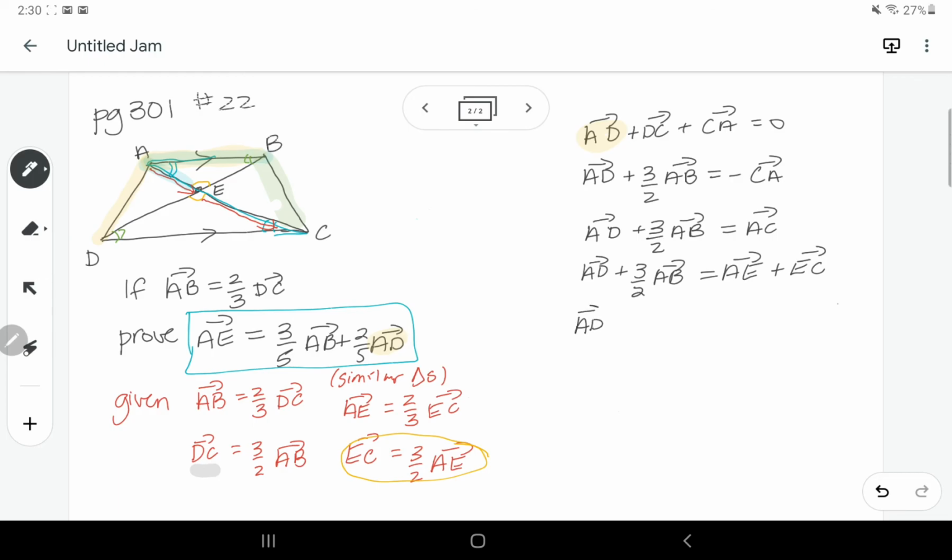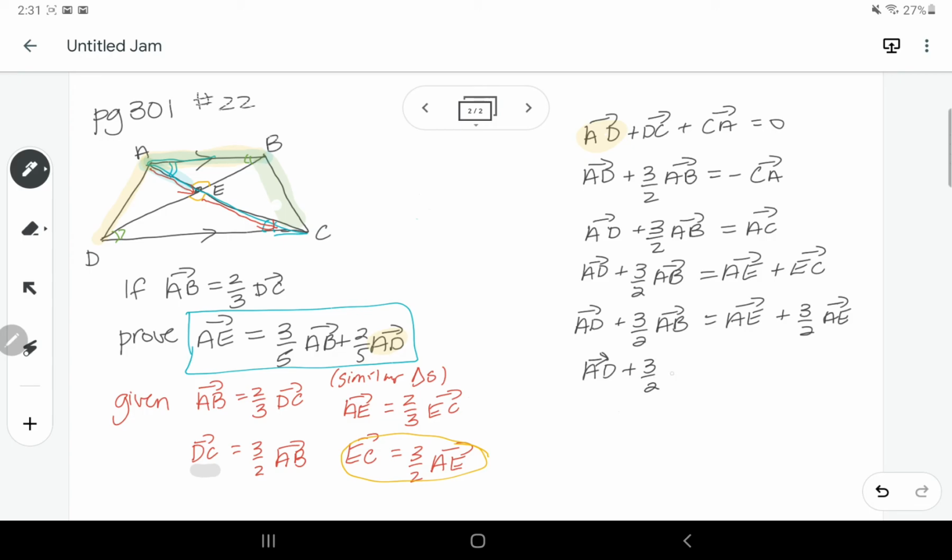So I'm going to substitute that in for EC. So AD plus 3/2 of AB equals AE plus 3/2 of AE. So now I have like terms. I have multiples of this same vector on the right-hand side. So I would combine those together.